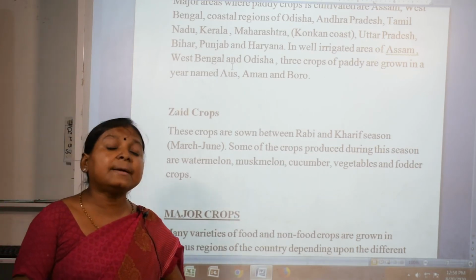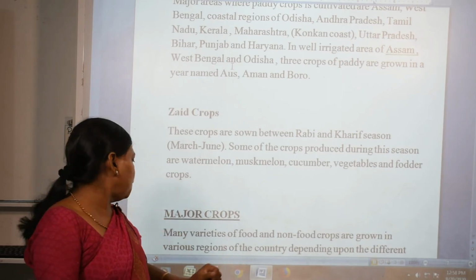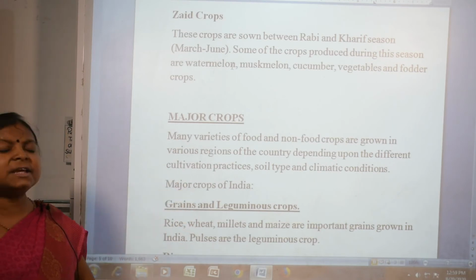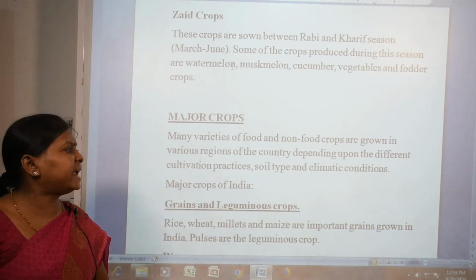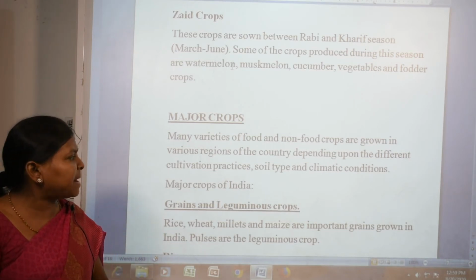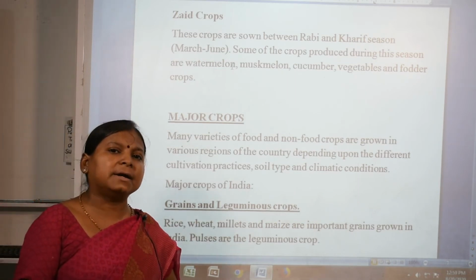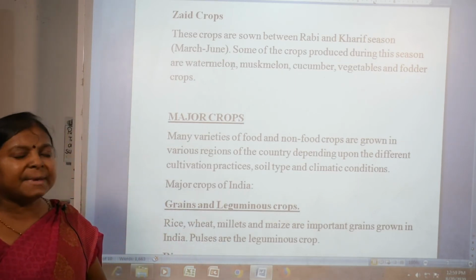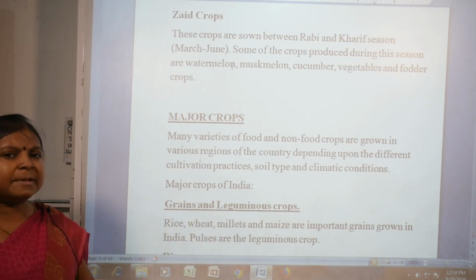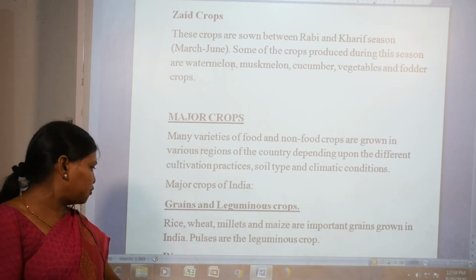Now the question comes, what are the major crops that we consume and grow in India? There are many varieties of food and non-food crops grown in various regions of the country. They depend upon different factors: cultivation practices, what type of soil there is, and the climatic conditions. So the major crops of India are grains and leguminous crops. Grains means wheat, rice, maize, and leguminous crops means pulses. These are the main crops.